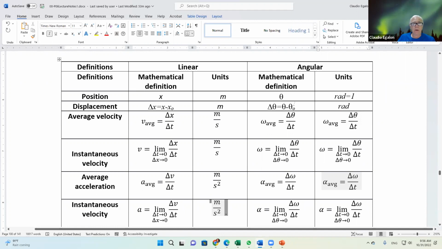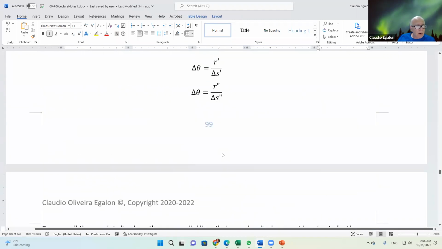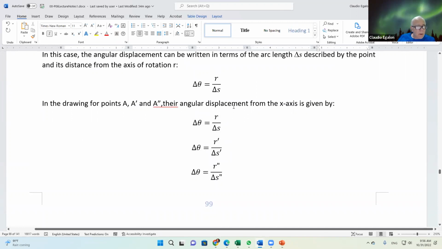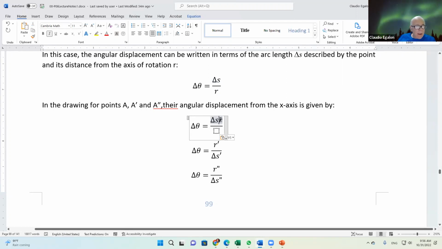The very definition of angle is delta S over R, right? That means if I define it properly. I mixed up. It's not R over delta S, it's delta S over R. Sorry for that. Delta S over R is the arc length divided by the radial distance.